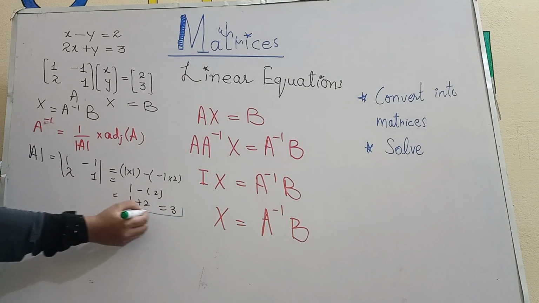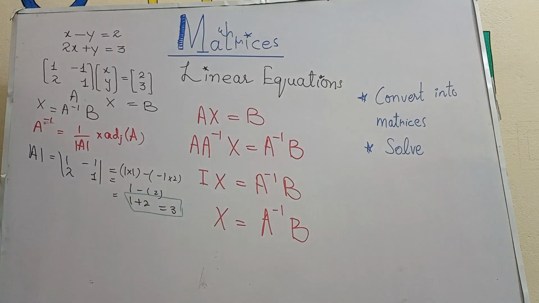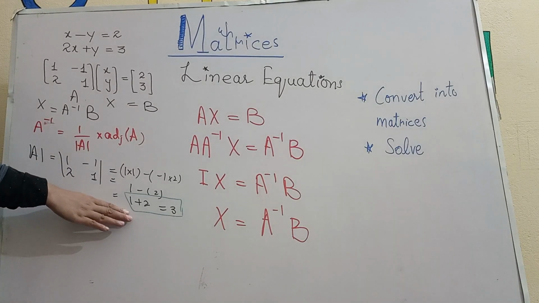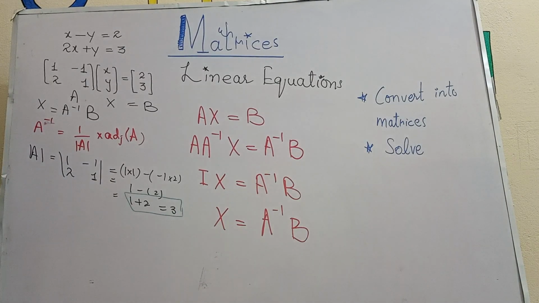And here, friends, it is 3. That means it is a non-singular matrix, so its inverse is possible. We have to first check the condition for the inverse. So here it is non-singular, that means the inverse exists.